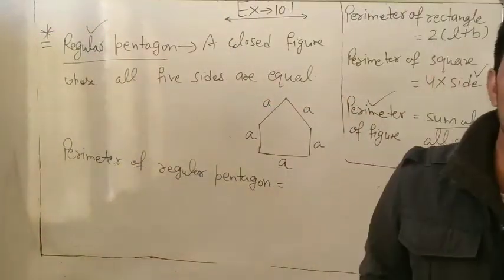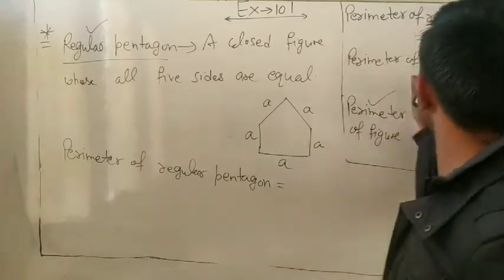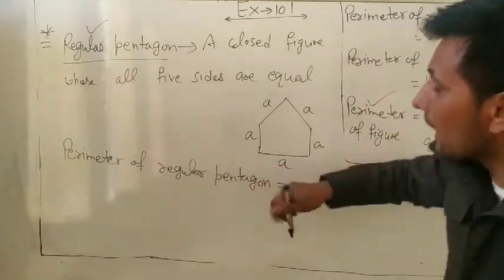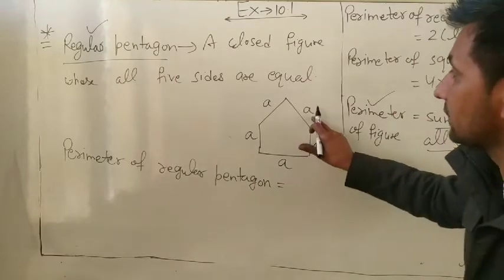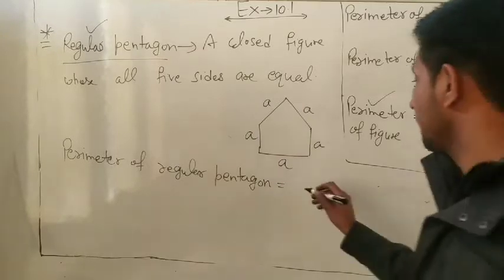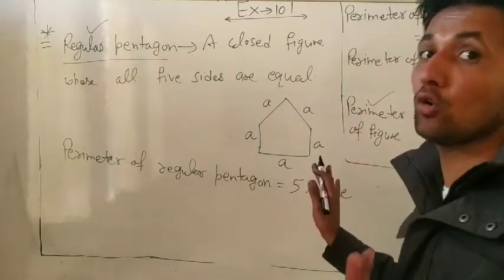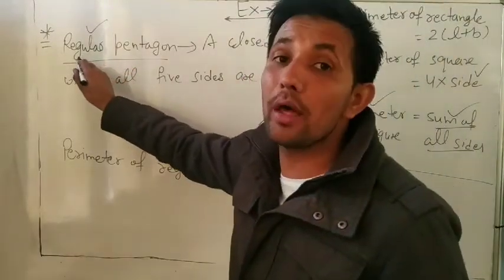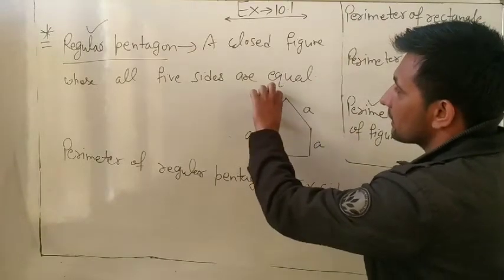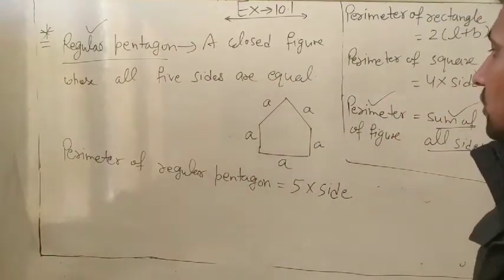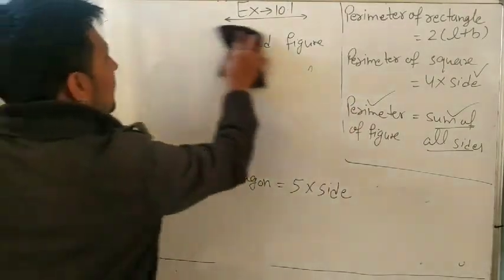If it is a square, all sides are equal. In a square how many sides? 4. So 4 into side. Same as it is in the pentagon. Perimeter means the sum of all sides: A plus A plus A plus A plus A. How many times? 5A. So write 5 into side if a regular pentagon is given. If it is not regular, then you add this side plus this side plus this side plus this side plus this side. Understand? So note down this formula: perimeter of a regular pentagon is 5 into side.